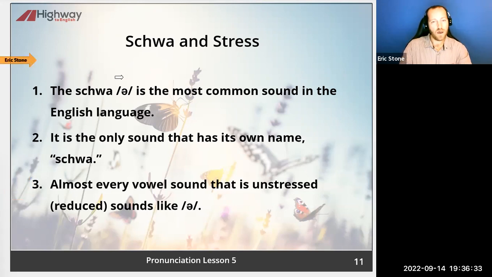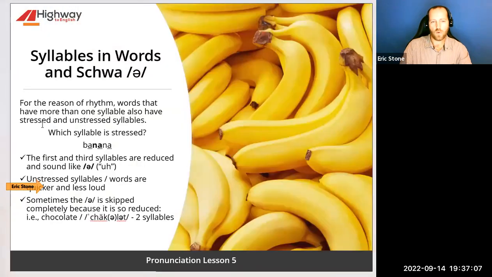Okay. So these are just some basic rules about schwa. As I told you, this sound is the most common sound in the English language. So we use it more than any other sound. And it's the only one that has its own name, okay, like a little nickname. We call it schwa. And the way we can kind of think about schwa is for reduced vowel sounds. For most of them, we make this sound, okay? So let me go here to the next page. So let's talk more about reduced vowel sounds.